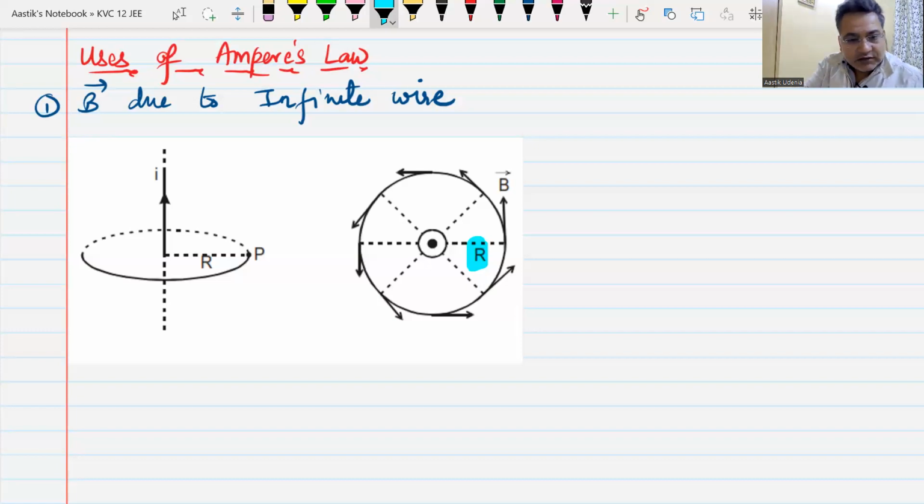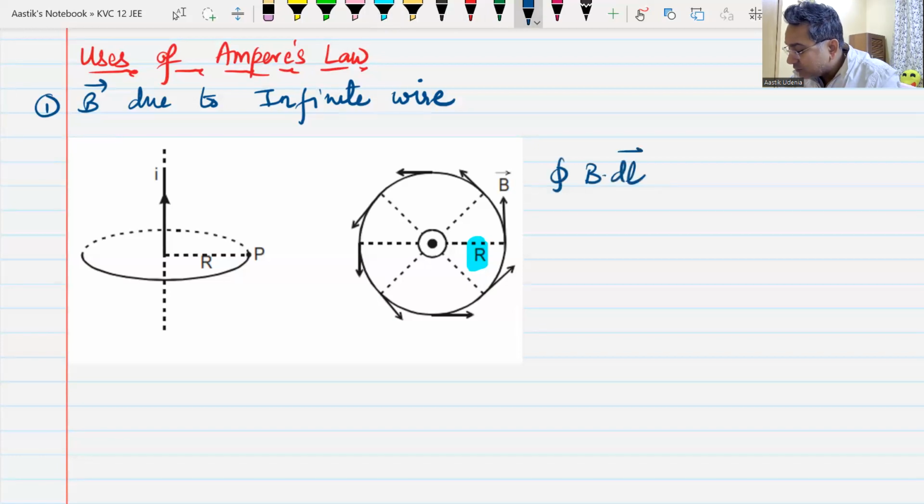Yes, sir. We can now find out the integral of B dot dl. In this particular case, B and dl are in the same direction. Yes or no? Magnetic field is also in this direction, and also I'm looping in the same direction. So the integral of B dot dl simply becomes B into 2 pi r. Yes or no?